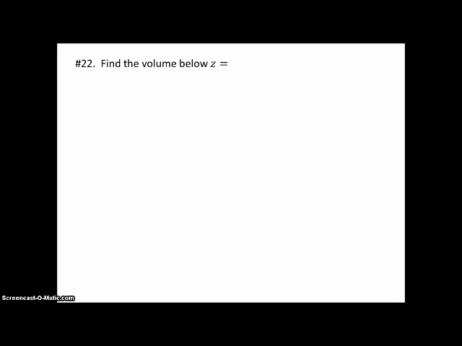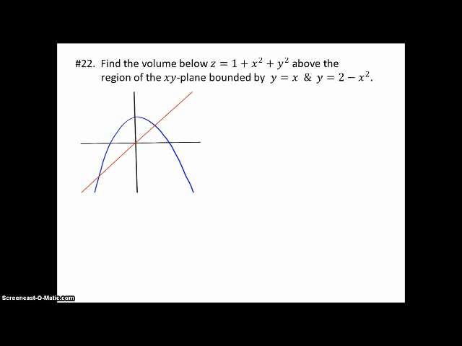Number 22, find the volume below z equals 1 plus x squared plus y squared and above the region of the xy plane bounded by y equals x and y equals 2 minus x squared. Okay, so let's take a look at the region in the xy plane that our volume is lying above. And there it is. There's a line y equals x in red and the parabola 2 minus x squared in blue. And so the region we're talking about is that green region right there.